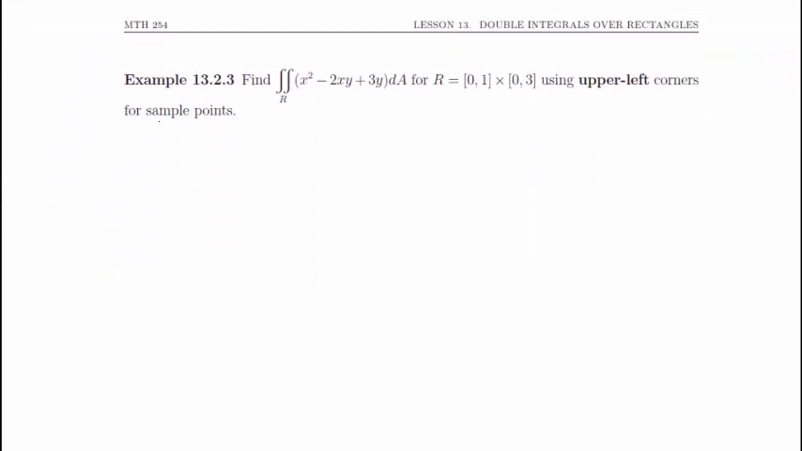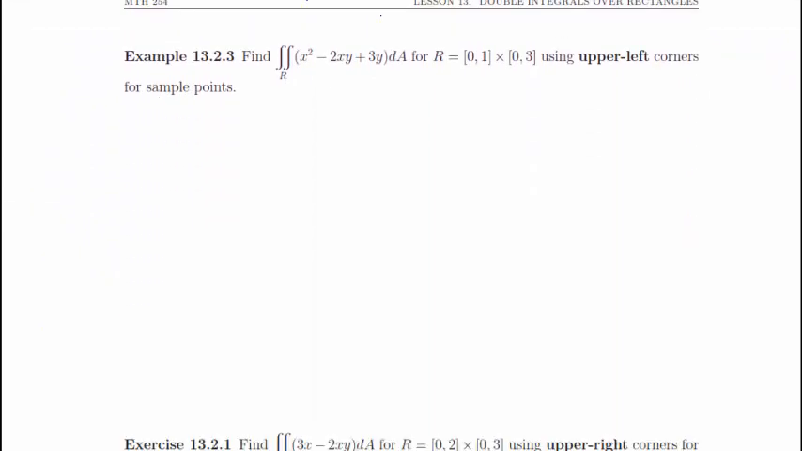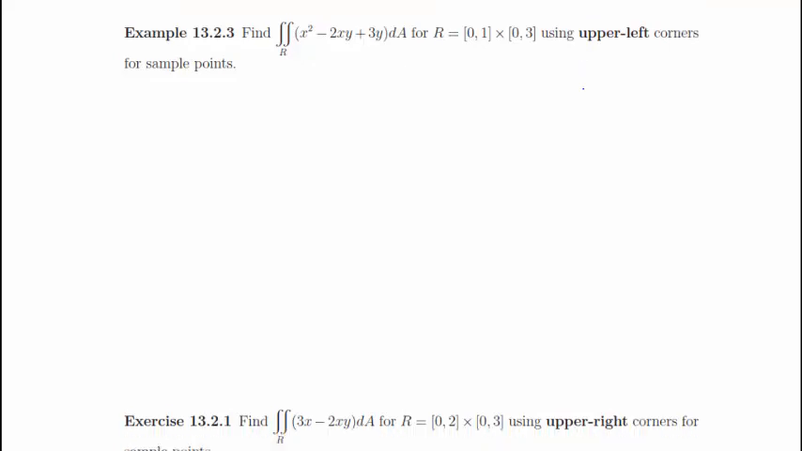All right, so here's an example for you. Find the sum of x squared minus 2xy plus 3y dA for the region from 0 to 1 in the x direction and 0 to 3 in the y direction, and do this using upper left corners. So upper left is going to be, for my y values, we're going to do j equals 1 to m instead of j equals 0 to m minus 1. So it'll just be a slight adjustment there for you. See if you can hash that out. I will work through the solution with you in just a few moments. For now, you try, pause the video, and I will be back with you shortly.